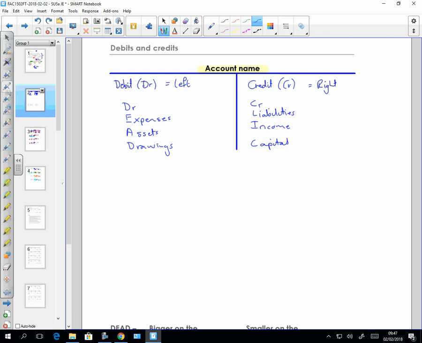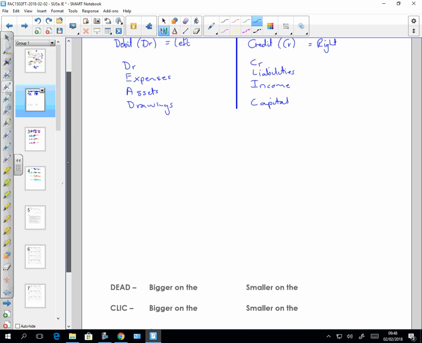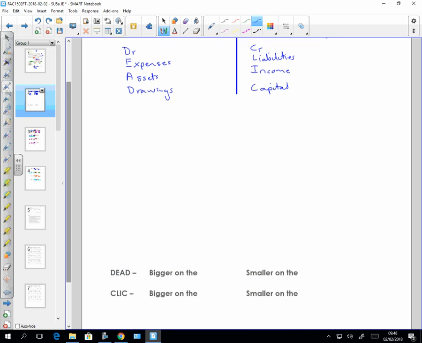DEAD and CLIC. But if you haven't learned those lists, do DEAD and CLIC help you? If you don't know that stationery is an expense, you've got a problem. If you don't know that a loan is a liability, you've got a problem, don't you? So at the bottom of that page, basically, what DEAD means is any expenses, assets, and drawings will get bigger on the debit side, which is the left-hand side, and smaller on the credit.